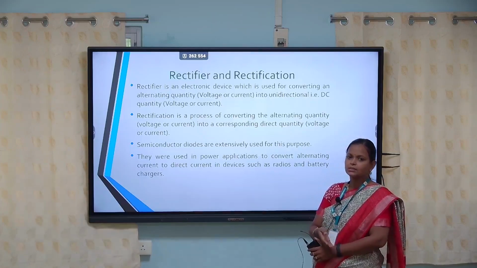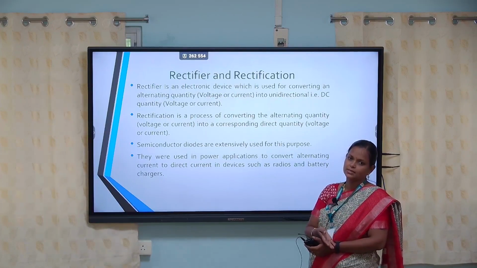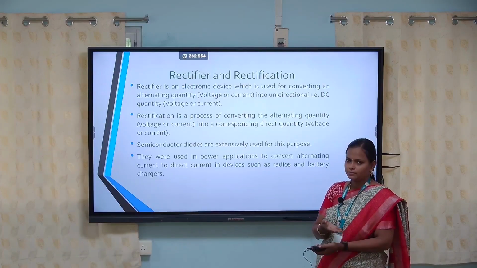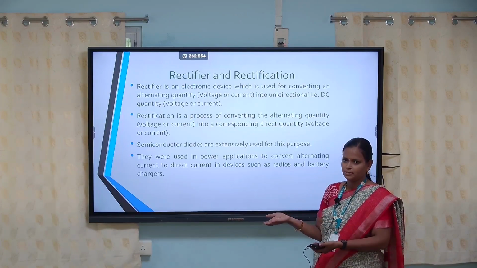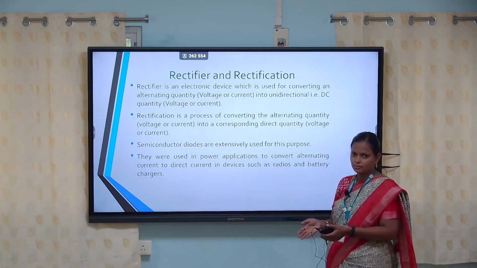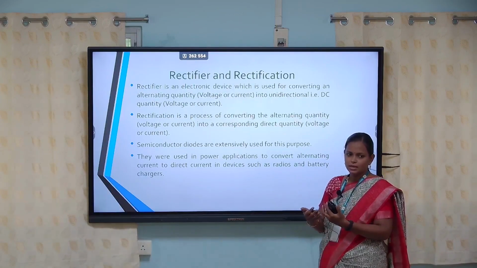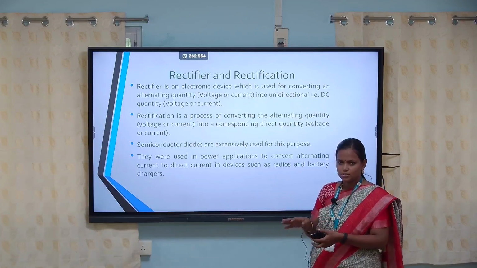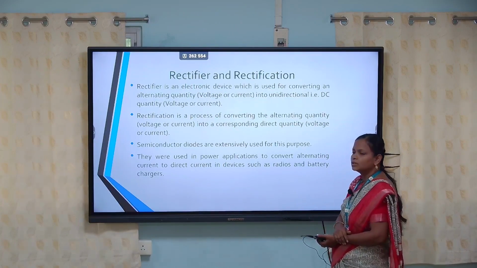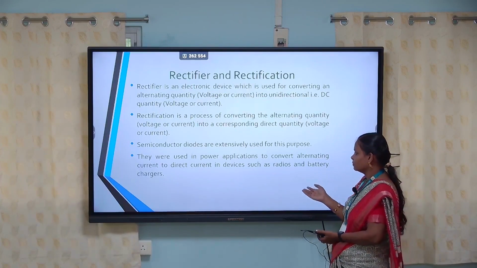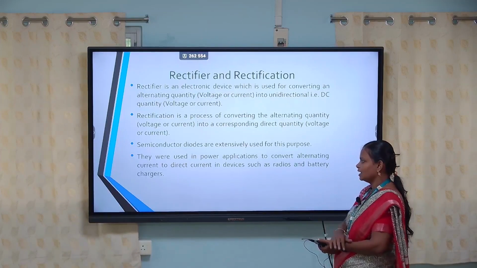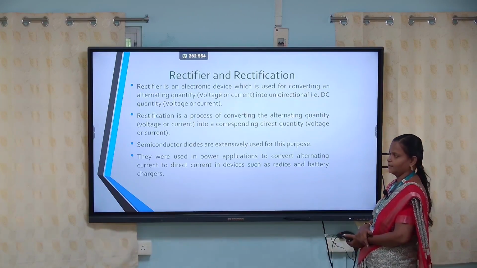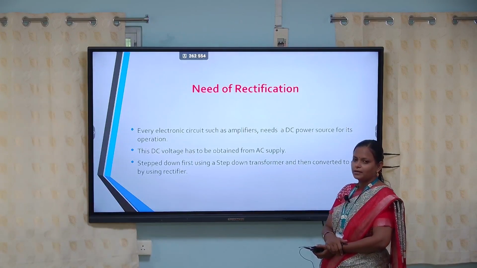These rectifiers can be made of metals and semiconductors like copper, aluminum or selenium, etc. The process by which a rectifier converts alternating current to direct current is called rectification. Also, rectifiers are used in power applications, converting alternating current to direct current in devices such as radio, battery, etc. Then why do we need rectifiers?